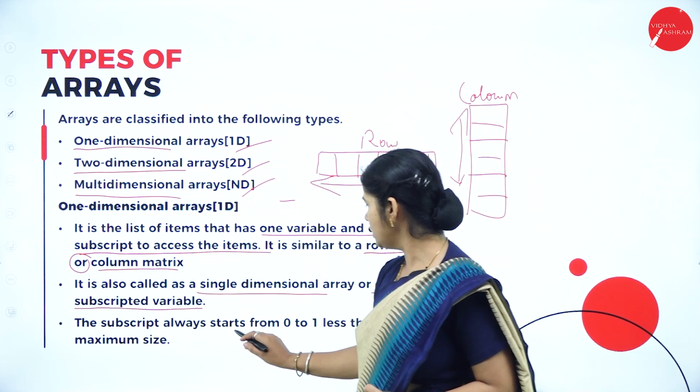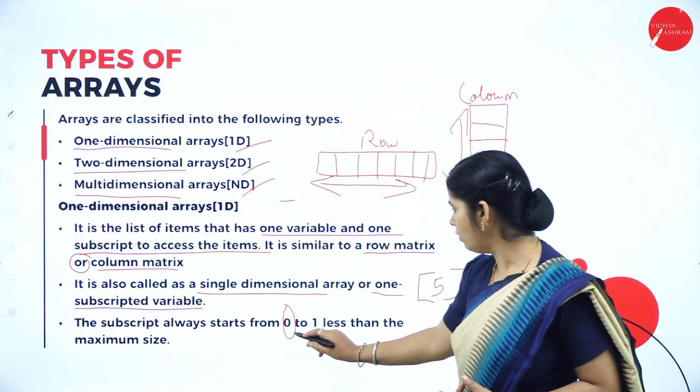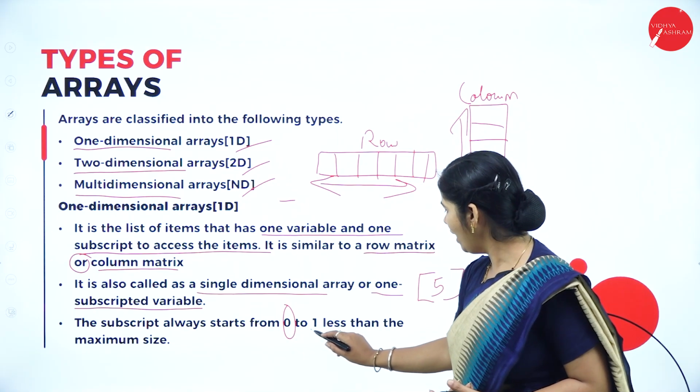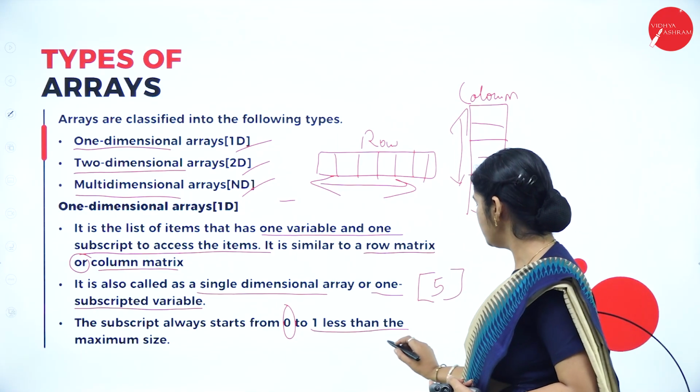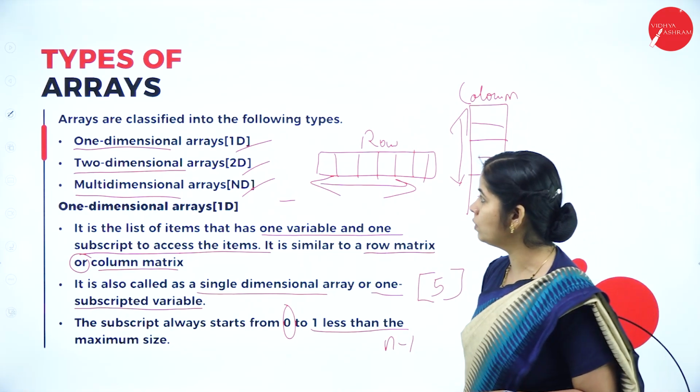The subscript always starts from 0. Subscript means the index. Index always starts from 0 to 1 less than the maximum size, that is n minus 1. Till the n minus 1 value it will take.